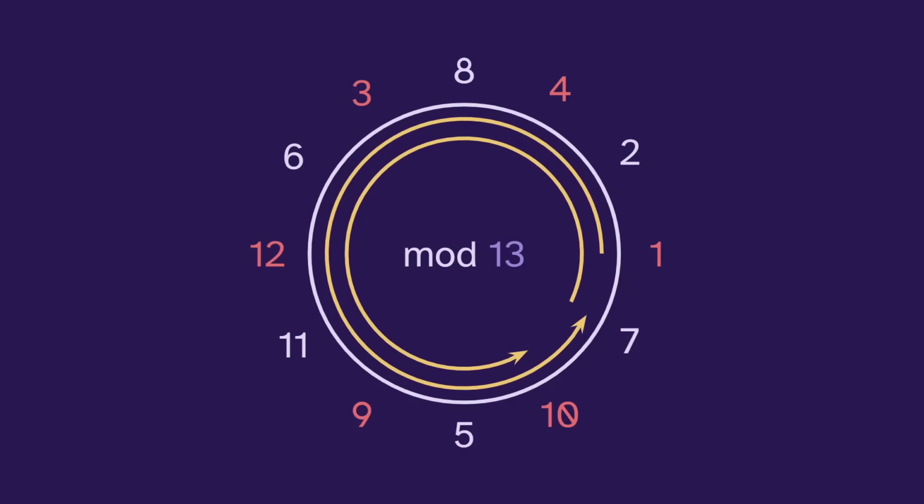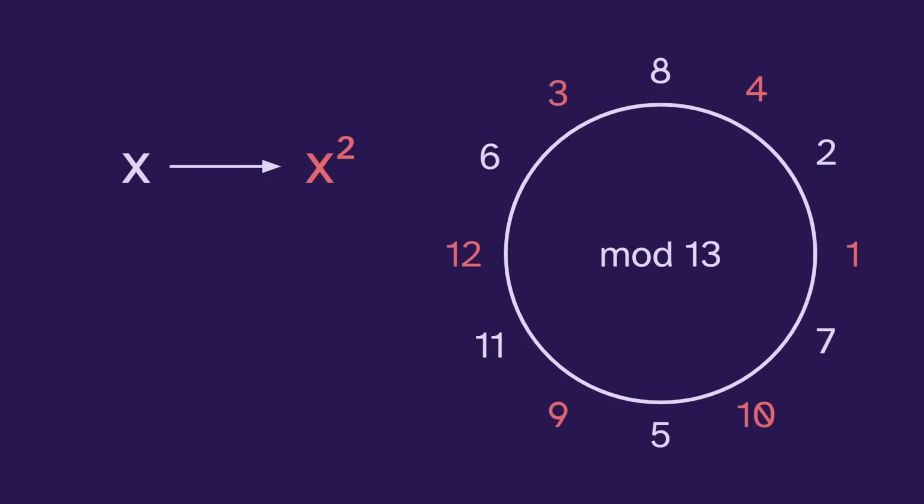So at the end here, we see in red, every other number is a square. And so we can think of this, sending some x to x squared, as just doubling its distance around the circle. So if we start at k over 12 around the circle, we go to 2k over 12. So all of the even distances are the squares.